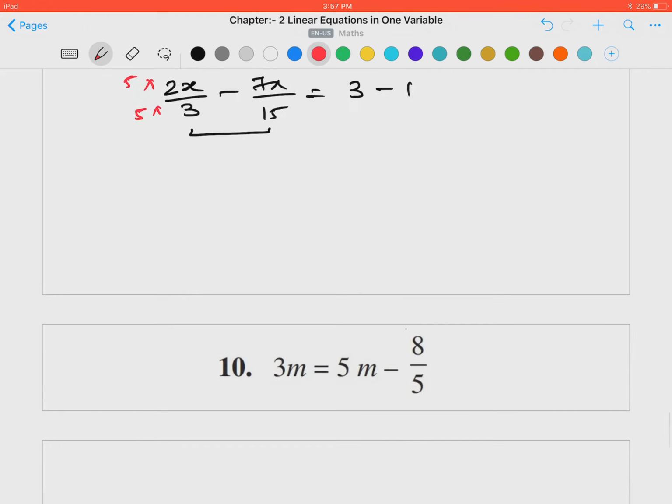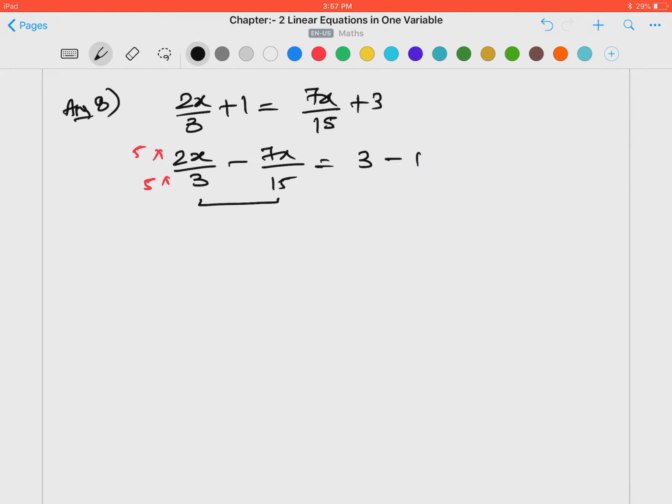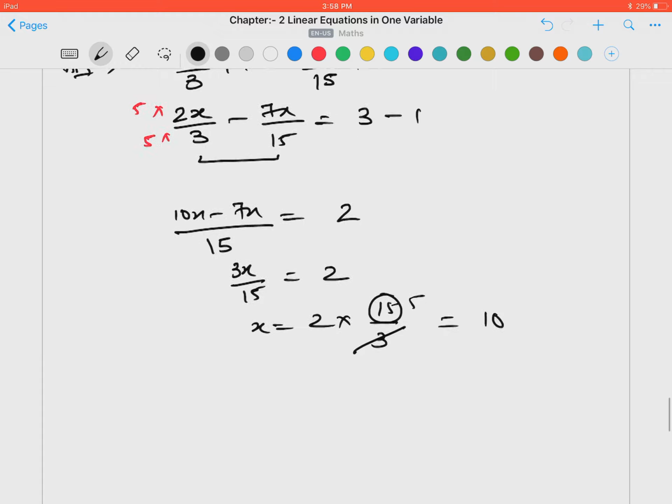So this equation will become, with a common denominator 15, 10x minus 7x equals 3 minus 1, which is 2. So this will be 10 minus 7 is 3x by 15 equals 2, or x will be equal to 2 multiplied by 15 by 3. This 3 will give us 5 here. So 5 into 2 is 10. So the answer of this equation is x equals 10.